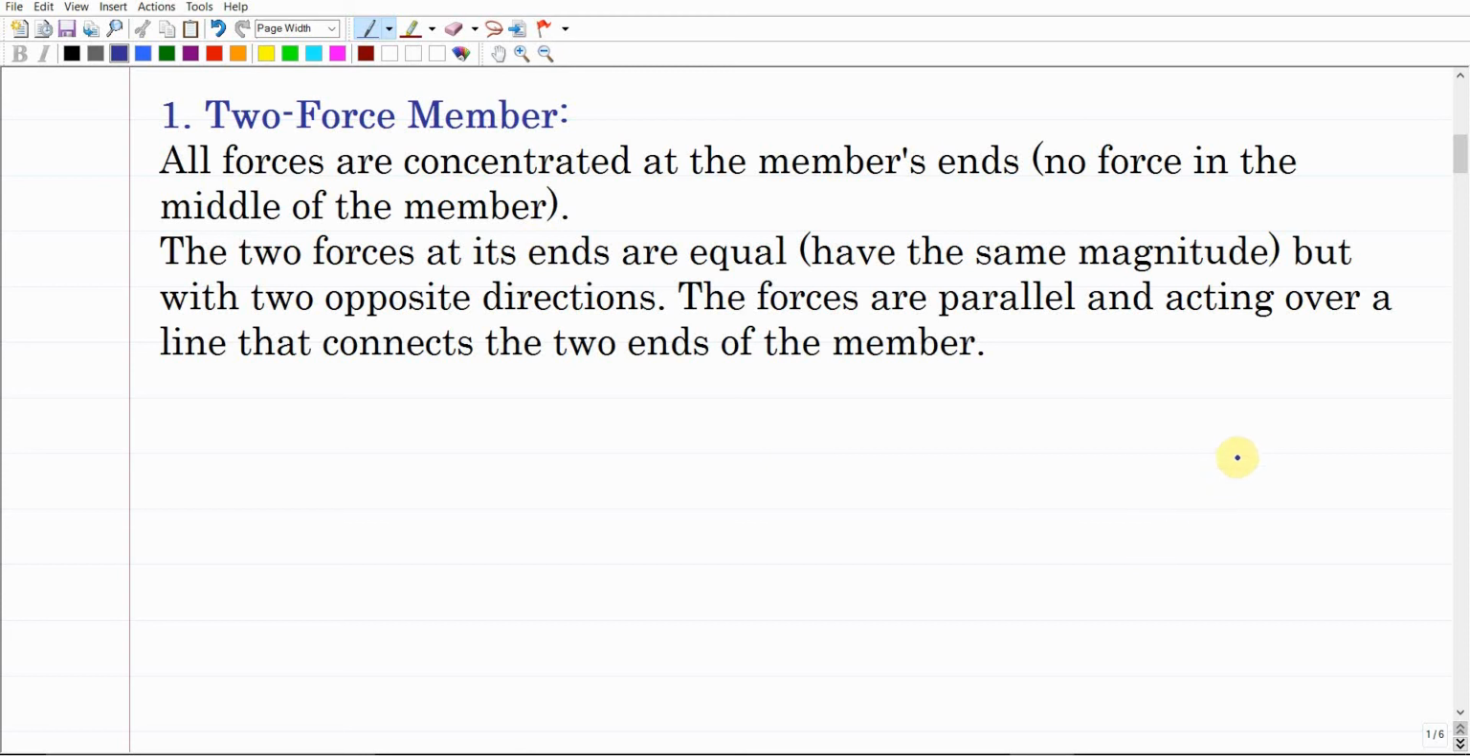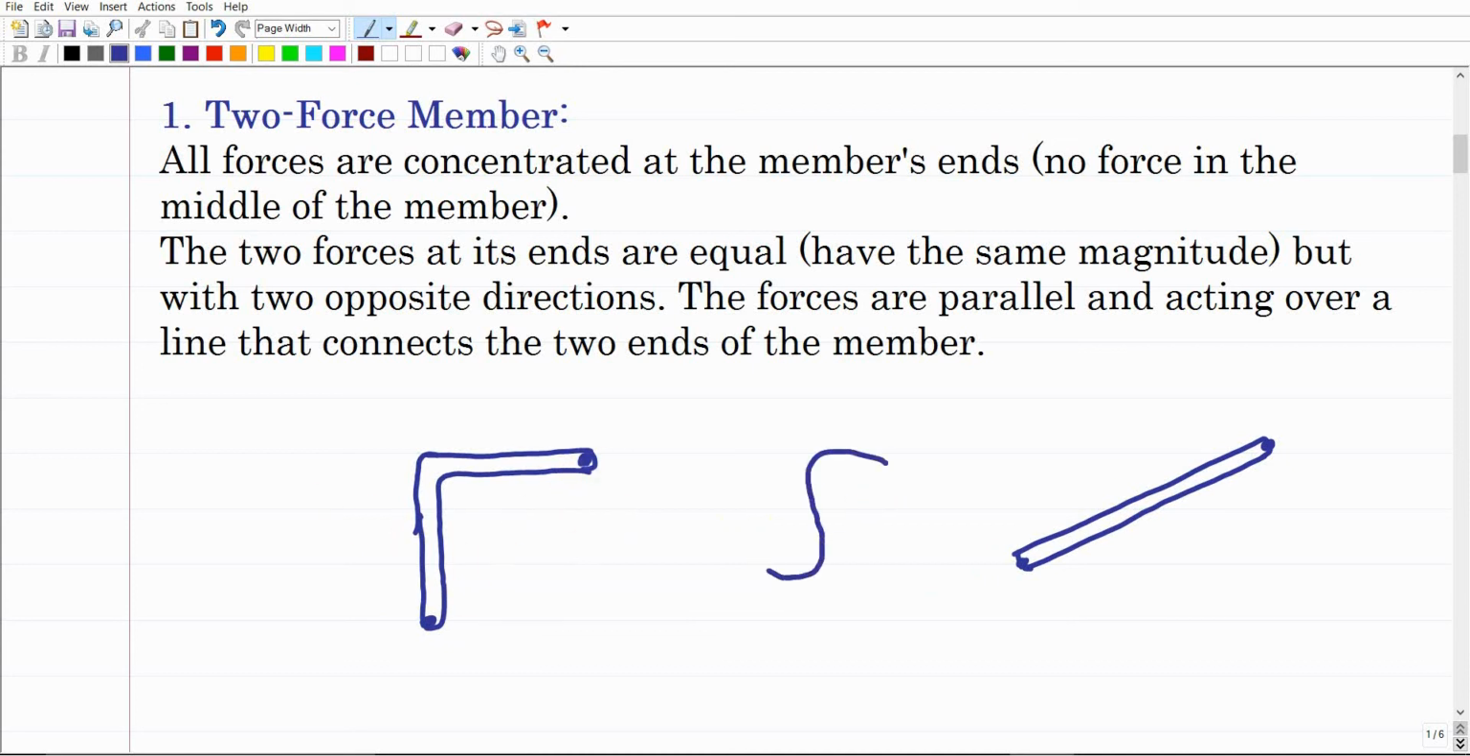For example, we may have a member like this one, a link, and this is one end of this link and another end of this link, and there should be some forces acting at these two points. There are no forces in the middle. Also, the link could be straight or deformed, or have any other shape. This is a straight shape, and this is an angle-shaped member like this one. It will still be classified as a two-force member as long as there are forces acting only at these two ends, and no forces except at these two points.